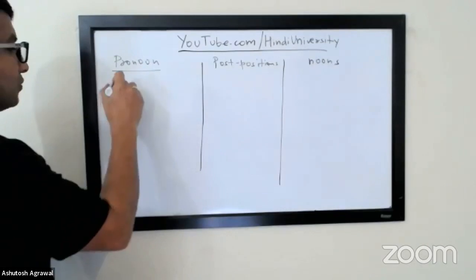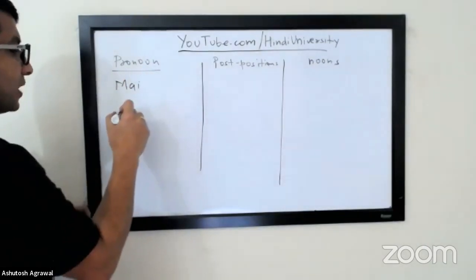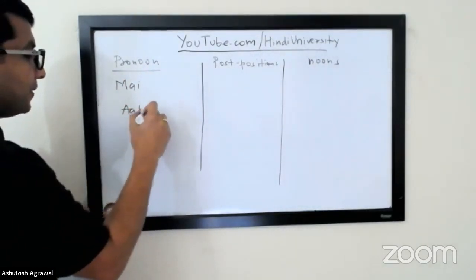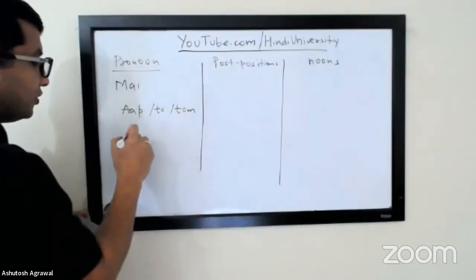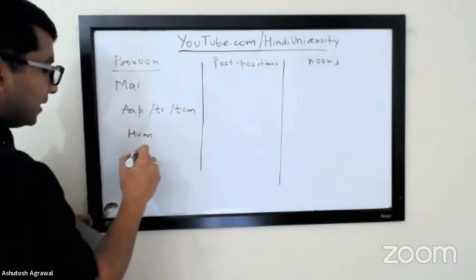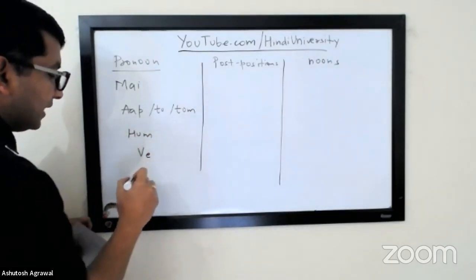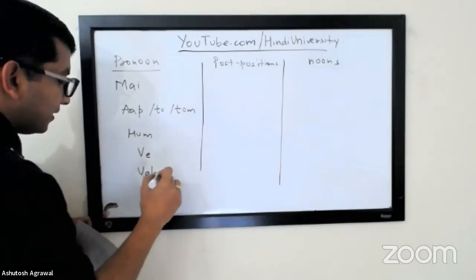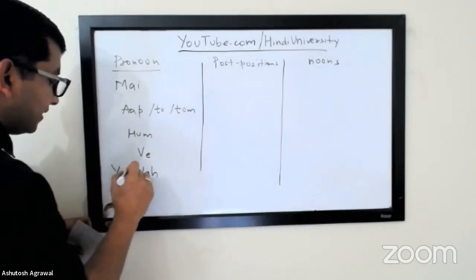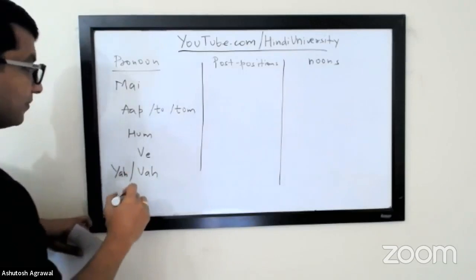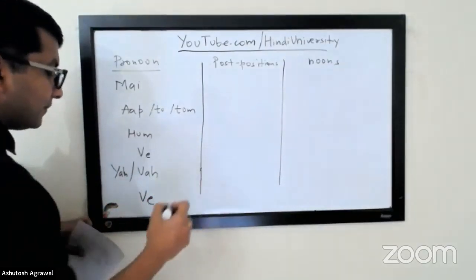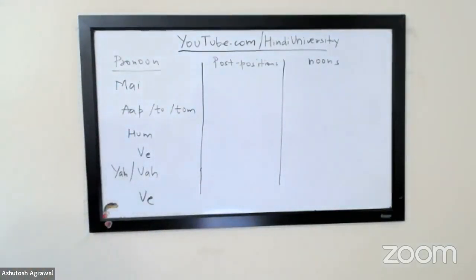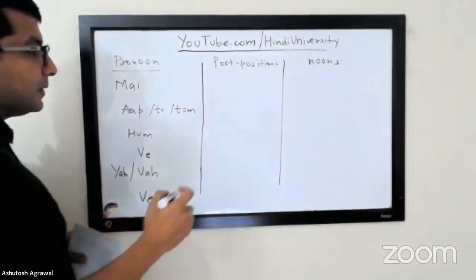Your pronouns are: you have मैं, which is I; आप, you, and you can also use tu and tum. Then you have hum, and then you have वे, which is they, and then you have वह, और यह and वह, and you have ye and they. These are all the pronouns that you have. I hope all of you recall what each of them means.